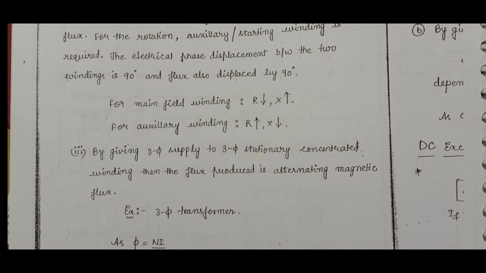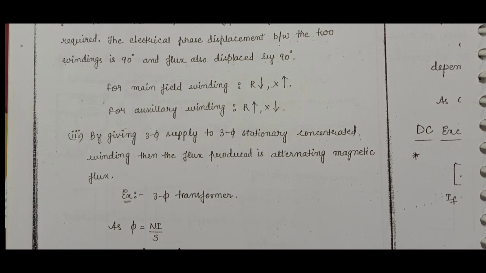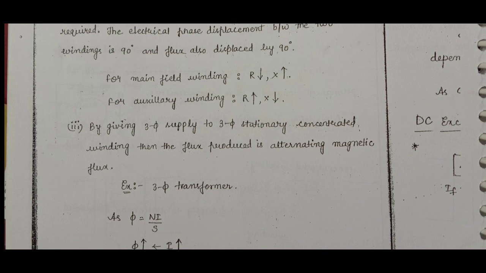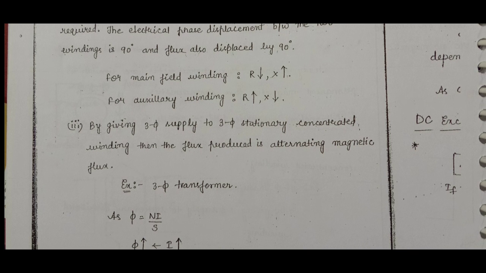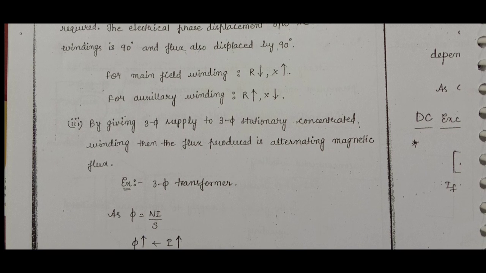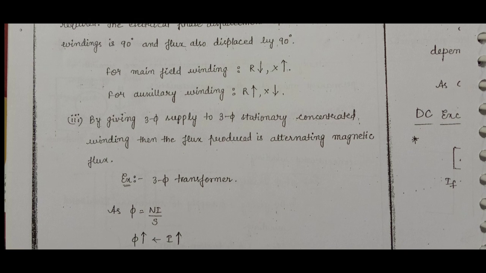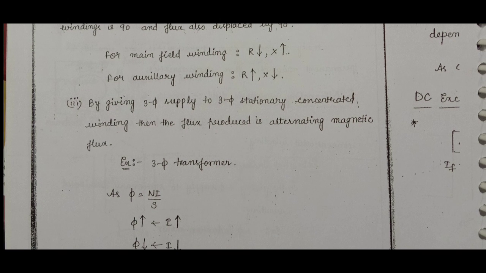So these windings are placed. The single-phase supply is split into two phases. One is the main field winding phase, and the second is the auxiliary winding phase. In the main field winding phase, the resistance is very less and the reactance is high. In the auxiliary winding, the resistance is high and the reactance is low.